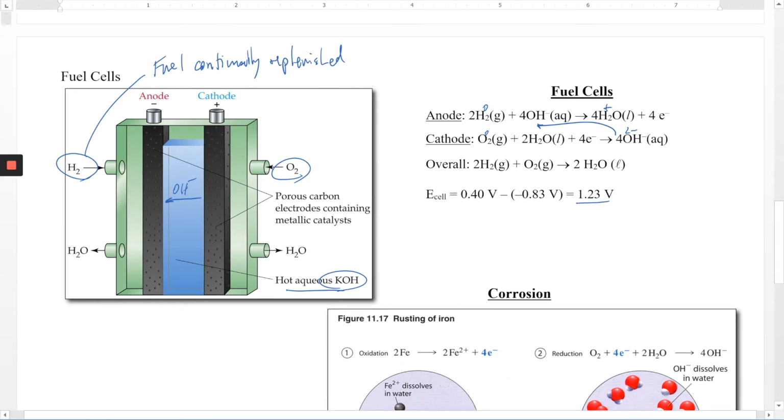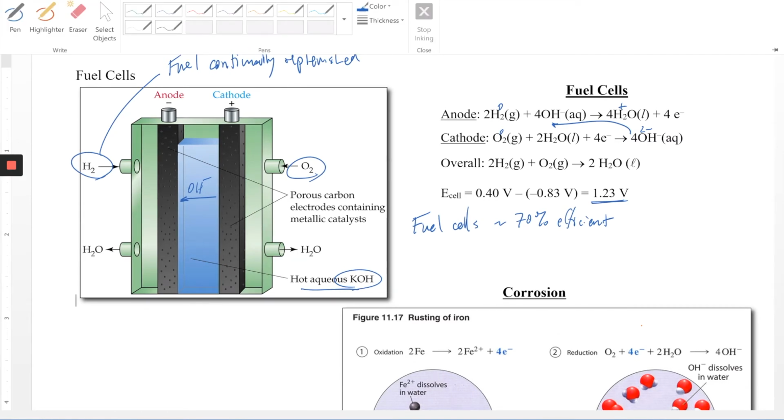The voltage, again, is in that 1.23. It's in a good range where we can develop a good voltage across the battery. And fuel cells, it turns out, are much more efficient than conventional engines. So fuel cells are about 70% efficient because they don't have to get heated up as much. Those of you who've taken thermodynamics know that the efficiency of an engine depends on the temperature differential between the engine and the environment.